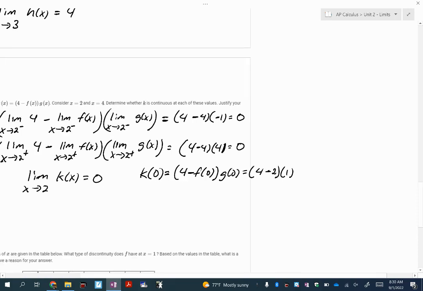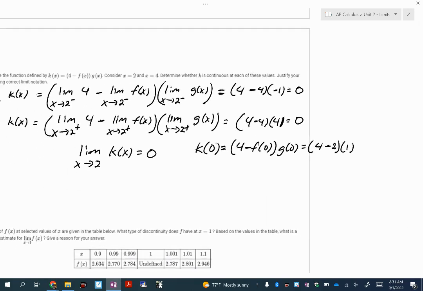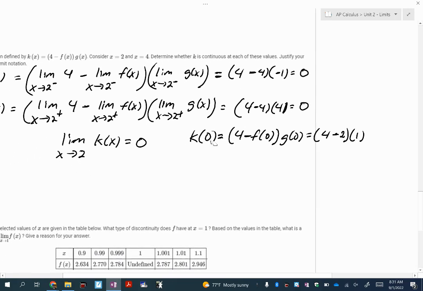All right, I made a mistake here. You probably already saw it, so sorry if you were shouting at the screen. I plugged in 0, but that's not the number I'm supposed to plug in. The number I'm supposed to plug in is actually that same x value, the first one we're considering, which is 2. So that's my fault. I apologize about that. So I'm going to do 4 minus f of 2, and then times g of 2.